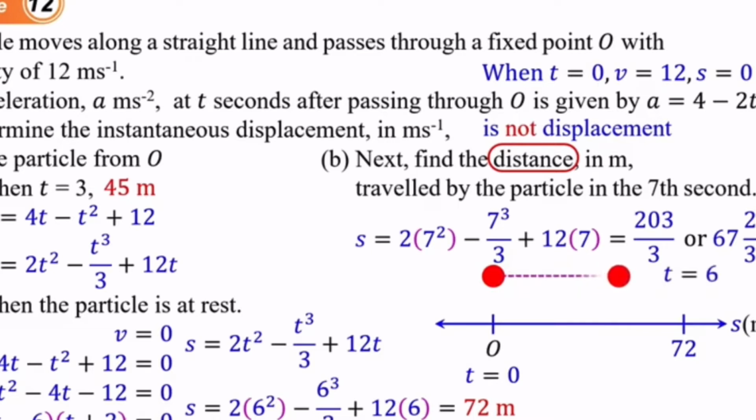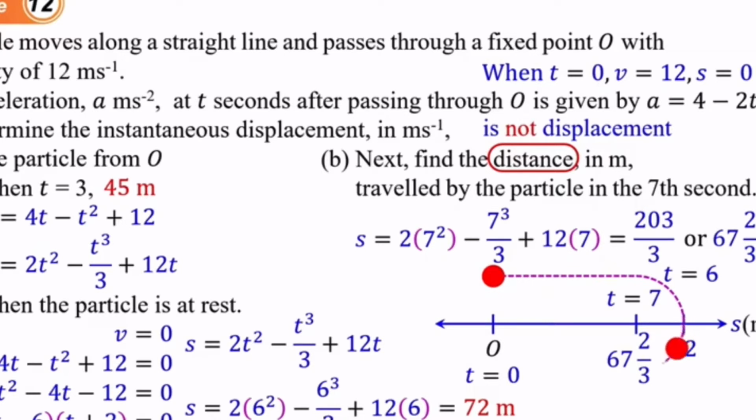That is the distance traveled in the 7th second. So be careful when you do a question like this. You need to actually sketch the line and study the movement of the particle, so that you won't make a mistake for the distance traveled by the particle in the 7th second.